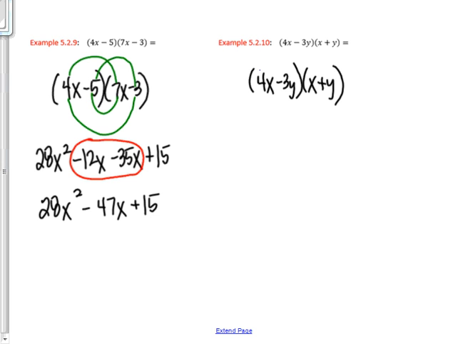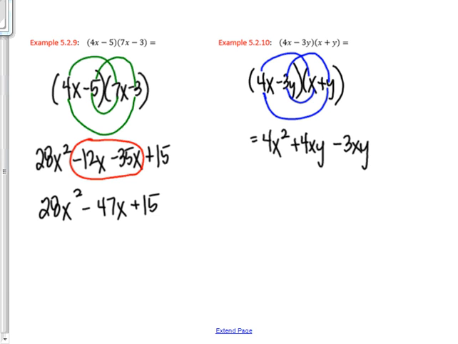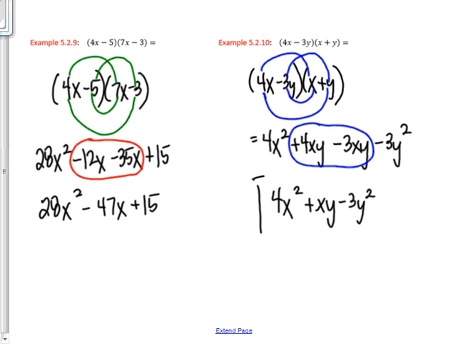Here we go. First times first. 4x times x would be 4x squared. Outside, 4x times y would just be 4xy. Inside, negative 3y times x would be negative 3xy. And then last times last, negative 3y times y would be a negative 3y squared. And if I were to put those together, 4xy minus 3xy would give me 1xy. And I'm finished. Always double check that you can put the middle together.